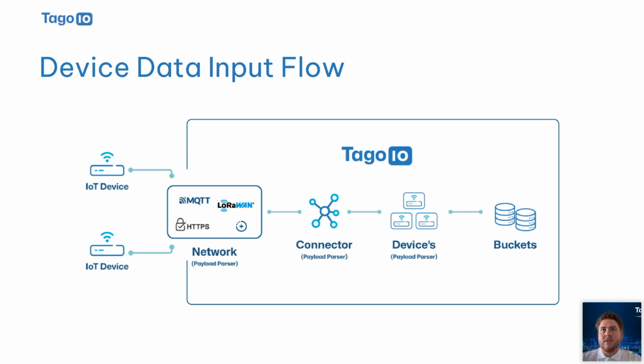So it could have, for example, variables like the router RSSI or its IP. So it'll create a variable that is also called the payload. The payload variable then goes to the connector payload parser. This is where the device data is going to be transformed into data like temperature and humidity.